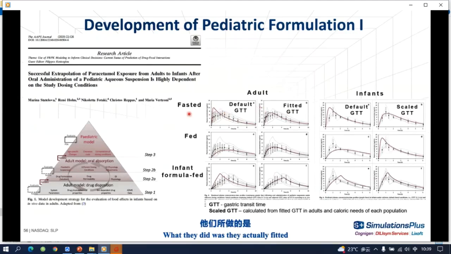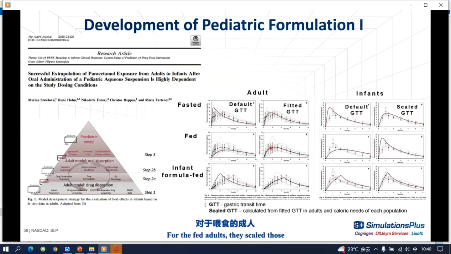So what they did was they fitted the gastric emptying for each of these scenarios, and then applied that fitted gastric emptying, scaled, into the infants for which that formulation was targeted, based on the caloric needs for that population, right? Based on the differences in caloric needs between adults and infants. For the fasted gastric transit time or stomach emptying, they used the same value for infants, and you can see it matched very nicely.